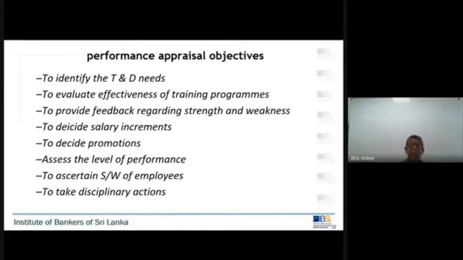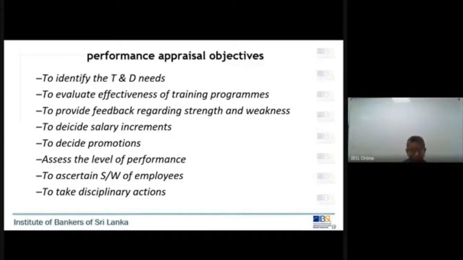Second, to evaluate the effectiveness of the training programs. Now, say for an example, in your previous performance appraisal, your manager identified some of your weaknesses. Based on that, you were sent to head office, the training department or training division, or maybe some other private place sponsored by the bank to develop that knowledge.